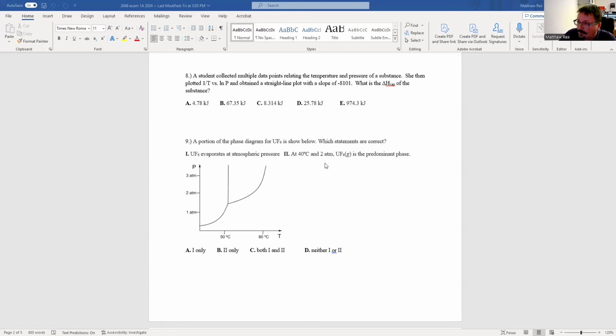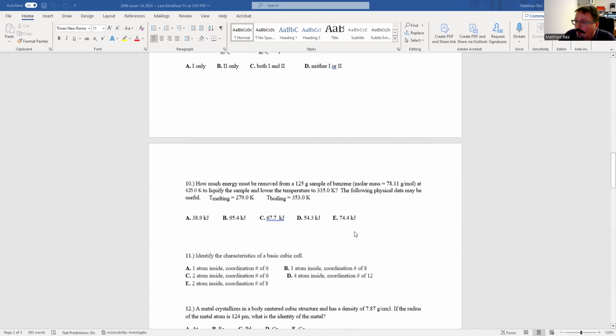It would sublime. And then at 40 degrees C and 2 atmospheres, so 40 degrees C, back behind this 50 degrees and 2 atmospheres, somewhere right in here. And it says that the gas is the predominant phase, but we're right in this first chunk here, which is a solid phase. So the gas is not the predominant phase, solid would be. So in this case, neither 1 nor 2 are correct.